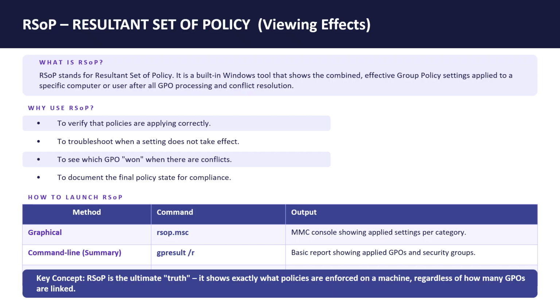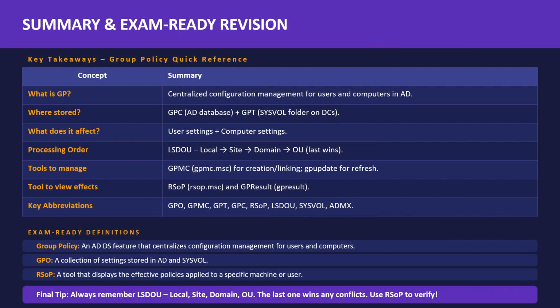Let us summarize everything we have covered. Group policy is a centralized configuration management feature for users and computers in Active Directory. GPOs are stored in two places, the GPC in the Active Directory database and the GPT in the sysvol folder on domain controllers. Group policy affects user settings and computer settings, with scope controlled by linking to sites, domains, or OUs, and further refined by security and WMI filtering.